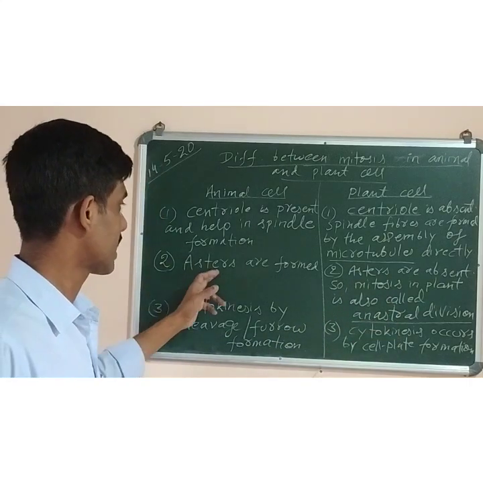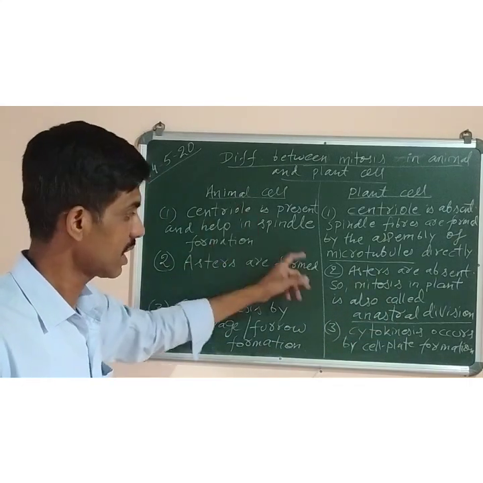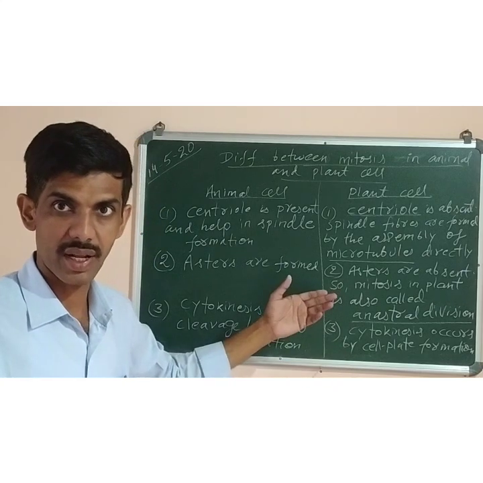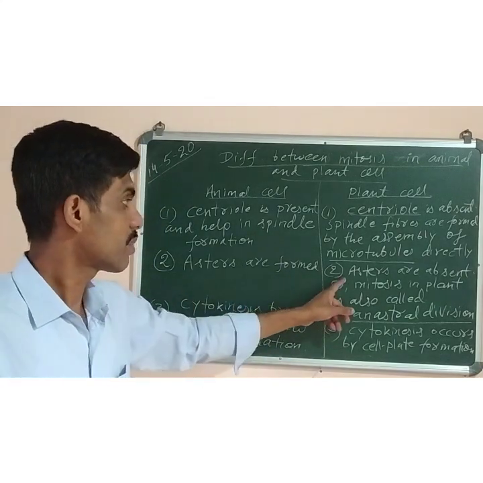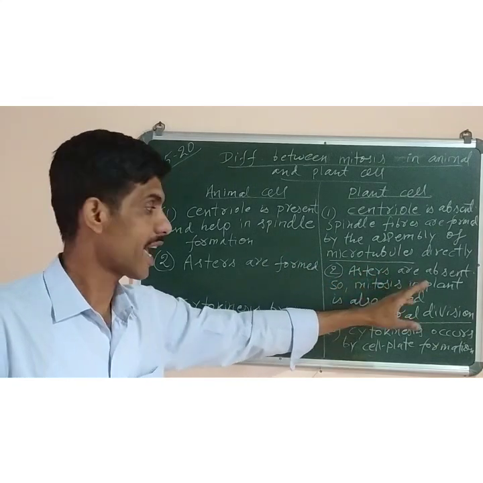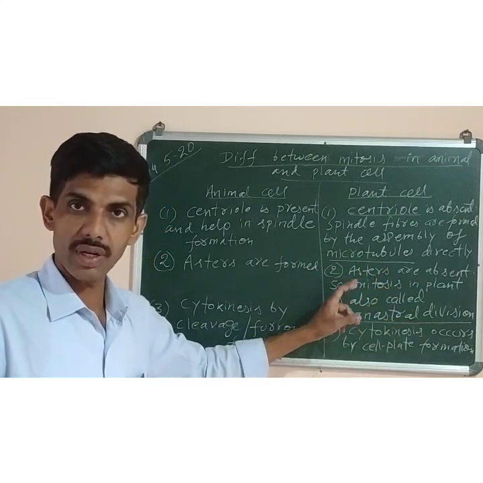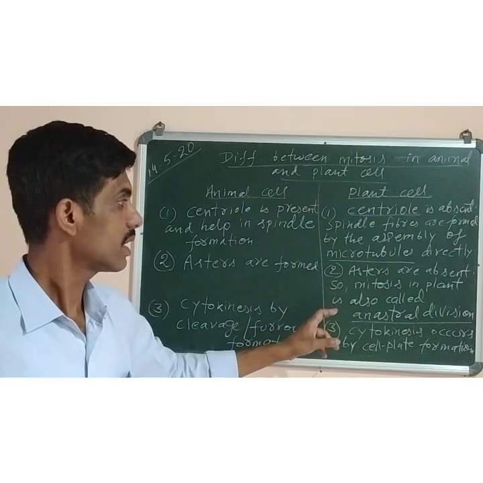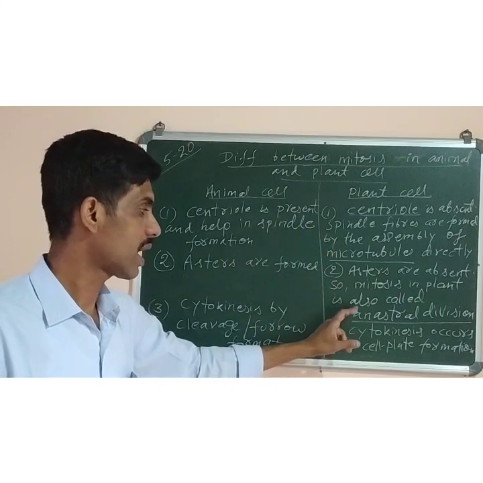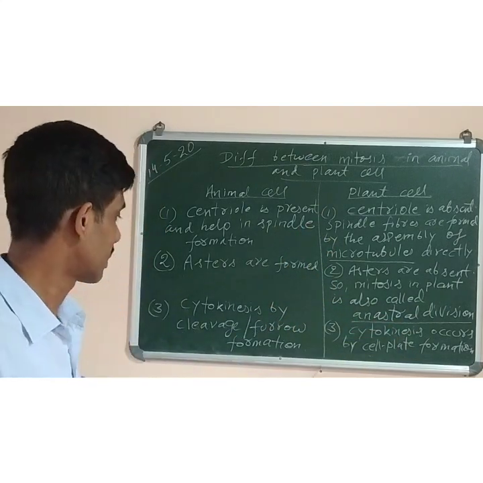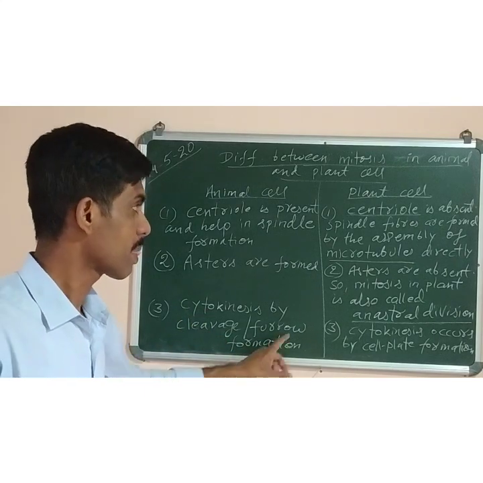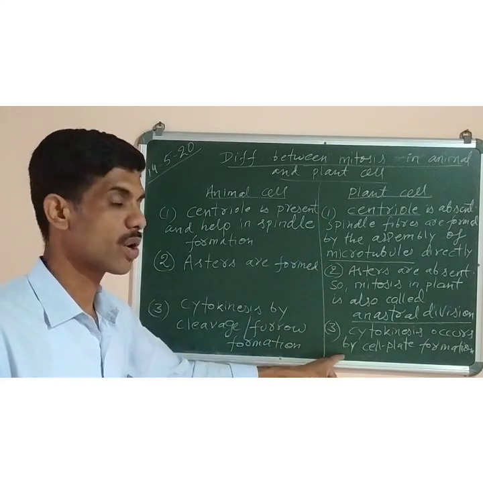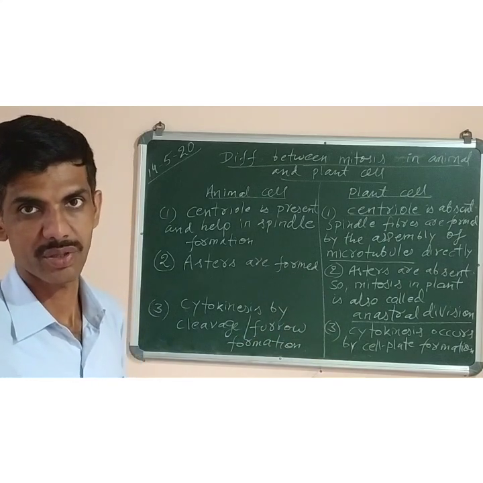Then second one is asters are formed in animal cell around the centriole. The asters are there, radiating rays just like the sunlight is there. In case of plant cells, asters are absent, and so the type of mitotic cell division in plant cell is also called an astral division. And the third one is cytokinesis occurs by cleavage or furrow. In plant cell, cytokinesis occurs by cell plate formation.